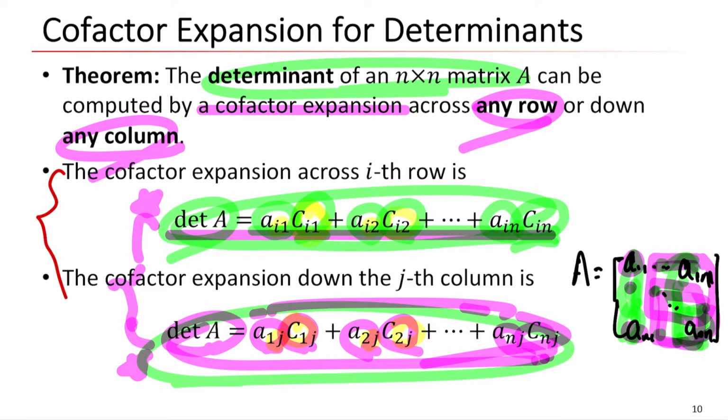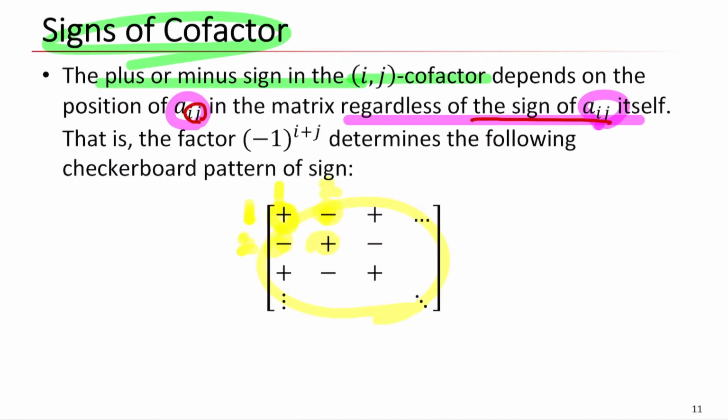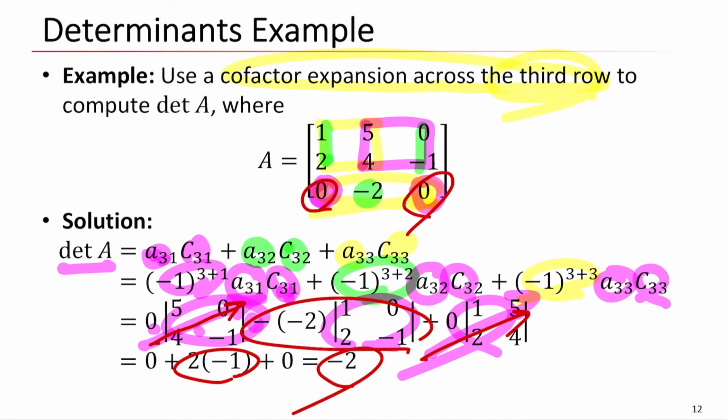So we can reduce the computational time to estimate the determinant. For example, here, rather than using the first row, by using the third row, we can reduce the computational complexity for this term and this term, right? By using the cofactor expansion, we can pick the easiest rows or columns to compute the determinant.